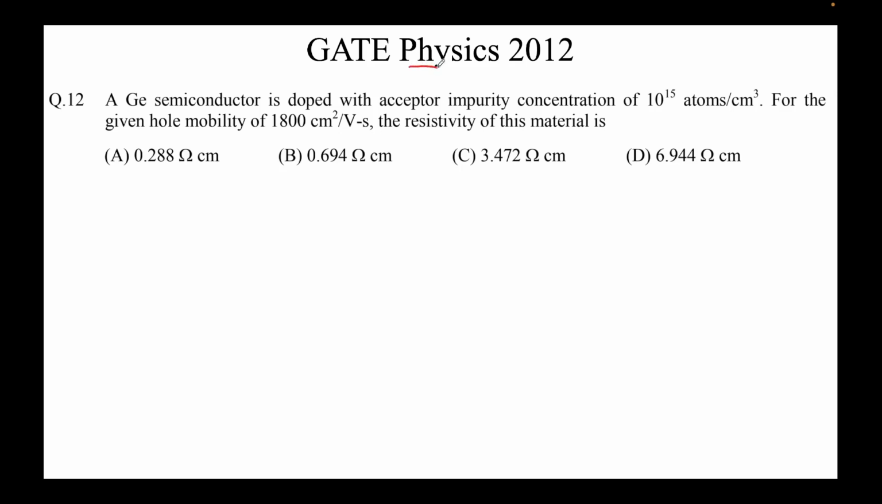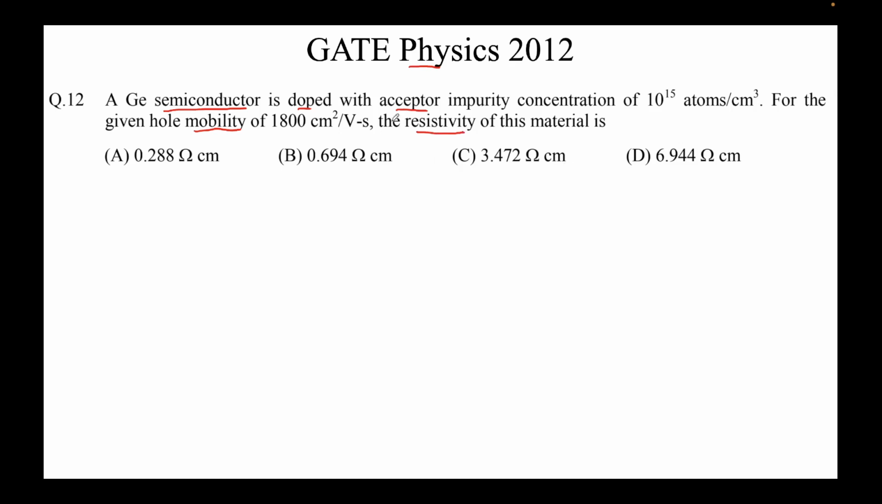The problem from GATE Physics 2012 paper reads as follows. A germanium semiconductor is doped with acceptor impurity concentration of 10 to the 15 atoms per centimeter cube. For the given hole mobility of 1800 centimeter square per volt seconds, the resistivity of the material is. We are given 4 options. This is a multiple choice question with one correct answer.